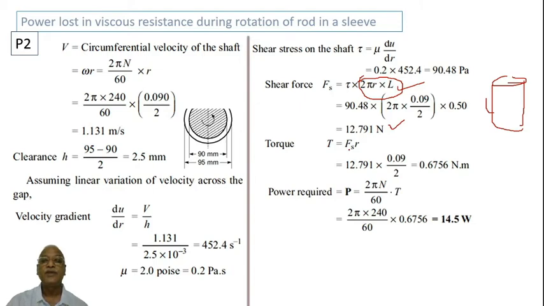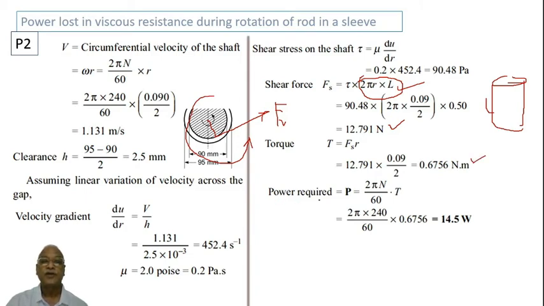Now the torque will be that force multiplied by the distance, because this force will be acting all along the periphery. This is Fs, or viscous force. They have shown it as Fs. Now this is acting at a radial distance of r. What is the torque, or the moment, that is produced because of this? That is what is shown here. So the force multiplied by this radial distance will be equal to 0.6756 Newton meters. This is torque.